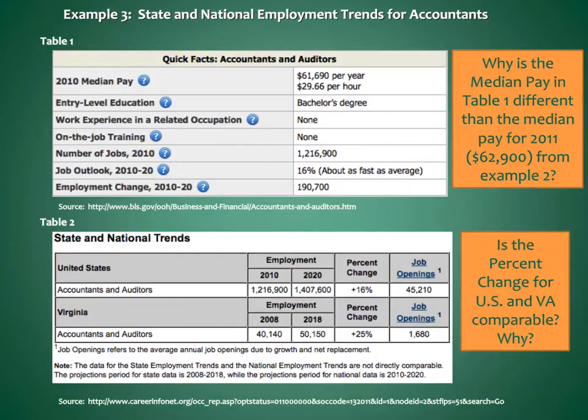Example 3 compares two related tables. What's relevant about these tables is that they show percent change or job growth for accountants and auditors. Based on some of the information we learned earlier, let's take a look at some questions that ask about how to read information in these tables. The first question is, why is the median pay in Table 1 different than the median pay for 2011, which is $62,900 from Example 2? The second question is, are the percent changes for the U.S. and Virginia comparable, and why? Go to the next slide for answers.